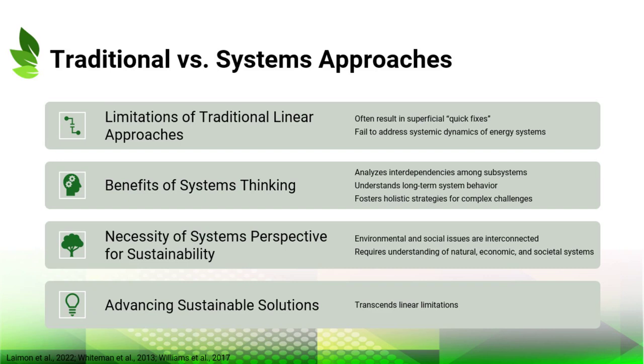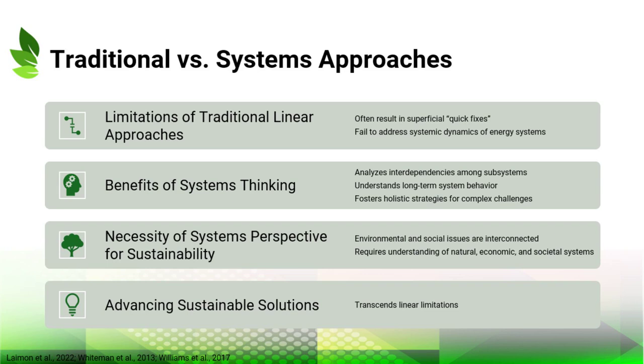Traditional linear approaches to sustainability often result in superficial fixes that fail to address the underlying dynamics of energy systems and environmental issues. These methods typically focus on isolated problems, missing the broader context and long-term consequences. Systems thinking, on the other hand, analyzes interdependencies among subsystems and understands long-term system behavior. It fosters holistic strategies for complex challenges, recognizing that environmental and social issues are deeply interconnected with natural, economic, and societal systems.